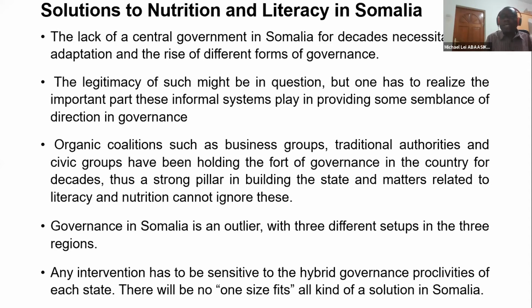Some of the schools in Somalia are basically not even supported by government. Therefore, the civil organizations, the international organizations, local organizations are the ones supporting schools and the other institutions, including healthcare institutions in the country. Therefore, all these are solutions when coming to the issues of nutrition and literacy in Somalia. Governance in Somalia is an outlier with the three different setups, as I have said. Therefore, each of these regions has its unique challenges. Therefore, you can't bring in a solution to a whole Somalia without looking at the three contexts, three states in a unique situation. Otherwise, if you bring in one solution for all, it won't work in Somalia.